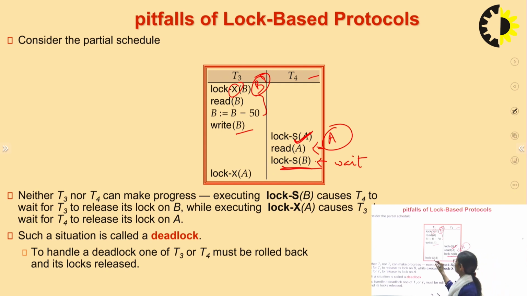Similarly, now it demands lock X on which data item? A. So again the lock on A is held by transaction T4, so it needs to wait. Now, if you look at this simple scenario, both the transactions, T3 and T4, are waiting for one another to release the locks. But since their work depends on one another, none is executing further, and this is the scenario of deadlock.